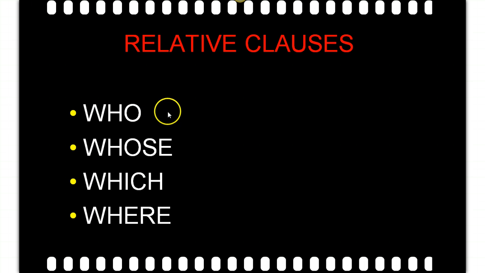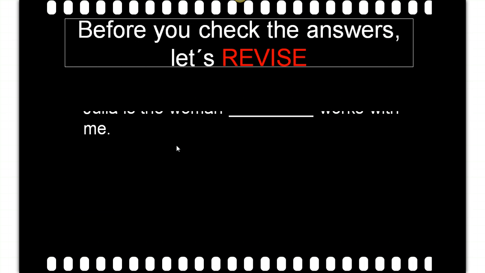Who, for example, when we refer to a person. Which, when we refer to something. Where, when we refer to a place. And whose, it means of which or of who. It indicates a relation of possession. So let's see some examples.